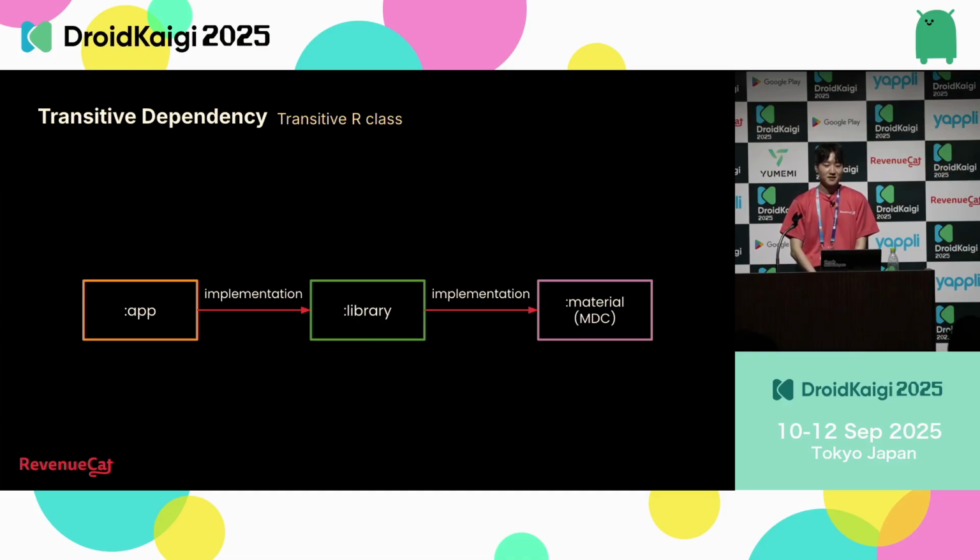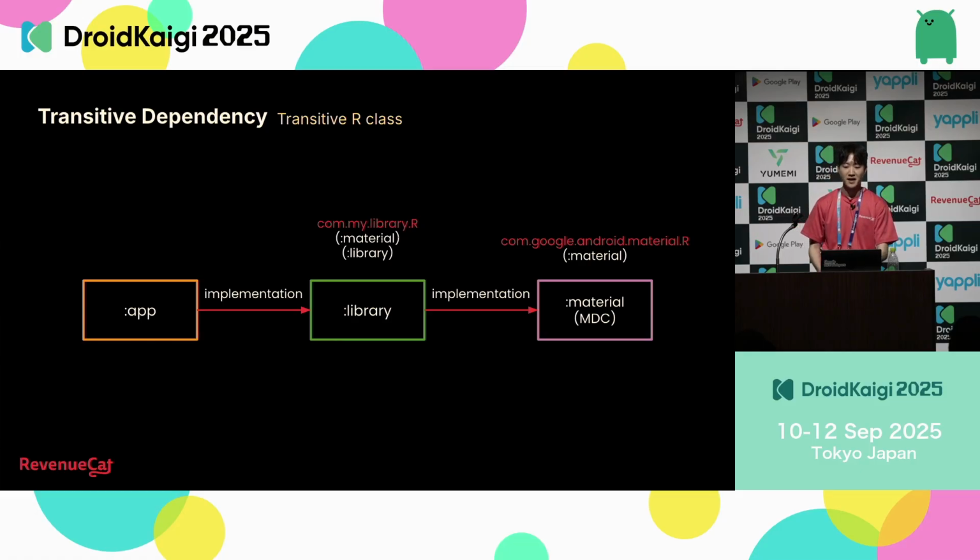Anyway, the R class is also very transitive. Imagine your library depends on the MDC library. Then at compile time, the MDC library will generate its dedicated R class. The thing we need to focus on is, at compile time, your library will generate not only your own R class, but also the R class for the MDC library as well.